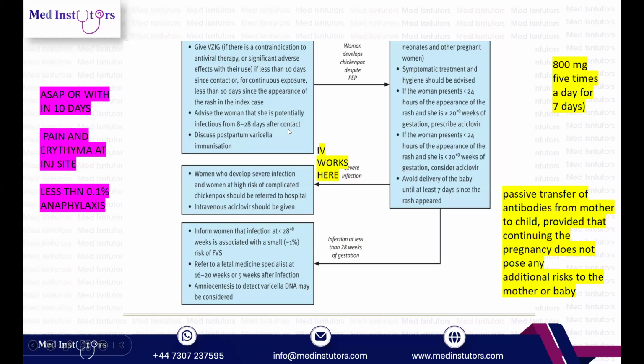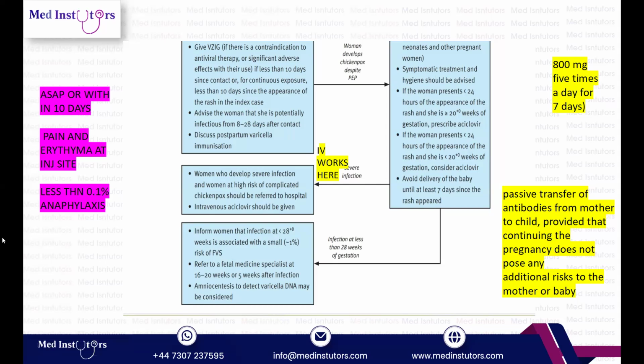Yeah, that is the reason. And there an amniocentesis could also be considered to detect the DNA of the virus via the PCR test. So that is it.